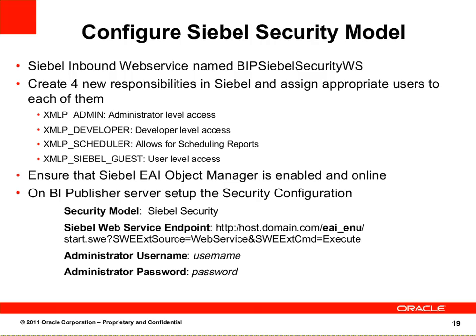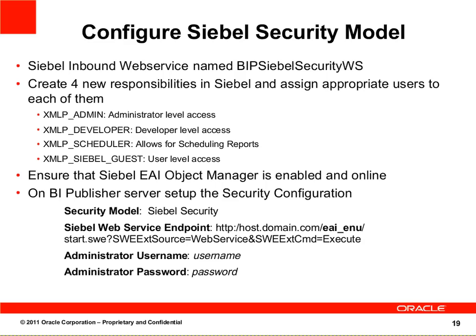Then there are these 4 responsibilities, as we call them in Siebel. We have to create these 4 responsibilities, and they have their own purpose. XMLP_admin has administrator level access, XMLP_developer would be developer access, and XMLP_scheduler is allowed for scheduling. That's another feature that we now allow, for a user to actually schedule a report. That's a new feature which came out with Siebel 8.1.1.1. Then XMLP_Siebel_guest is a user level responsibility or role.